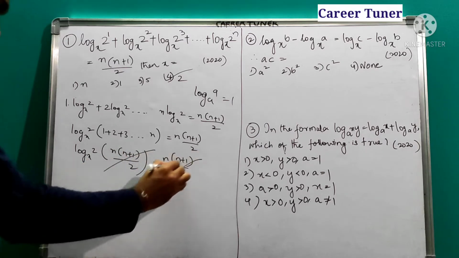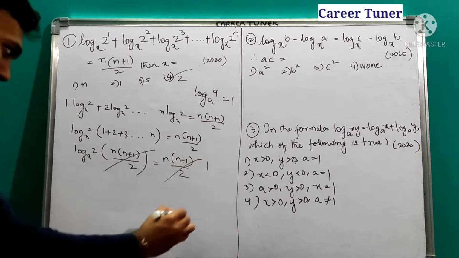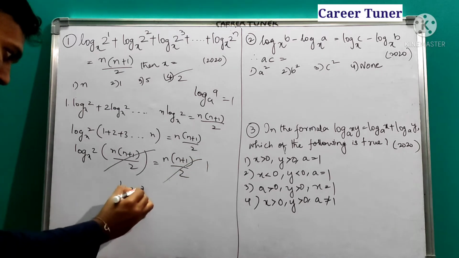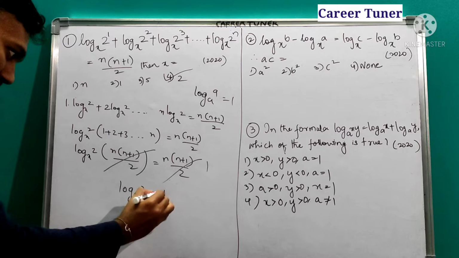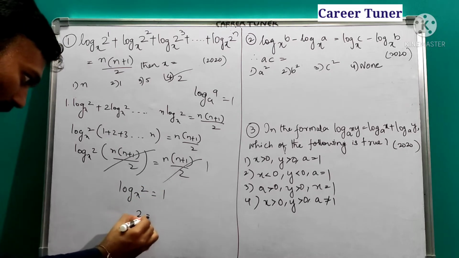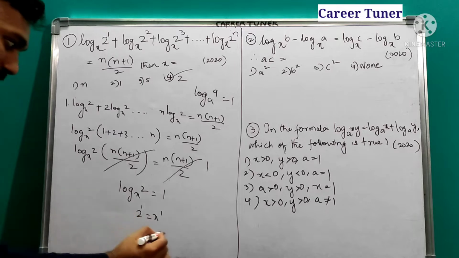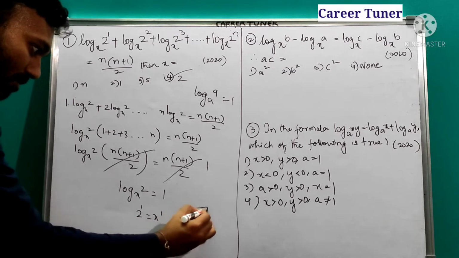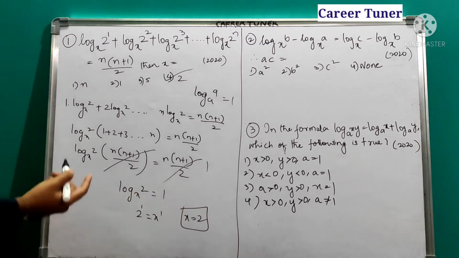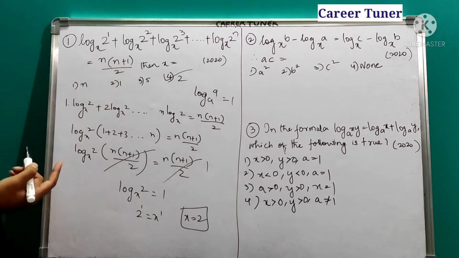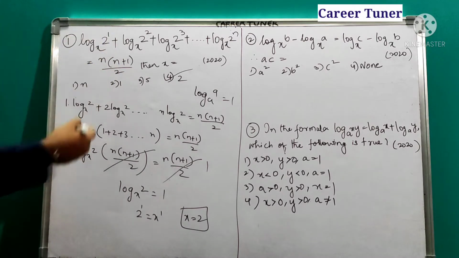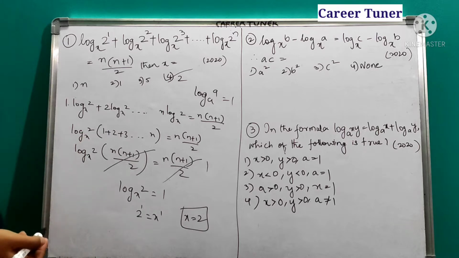So these both terms get cancelled one time. So how much remains? Log 2 base x is equal to 1. That means 2 is equal to x power 1. So 2 is nothing but 2 power 1. So what should be the value of x? x is nothing but 2. Or else simply you can remember that n into n plus 1 by 2 is nothing but the sum of first n natural numbers. So the x value directly becomes 2. Very simple. Okay. Next question.